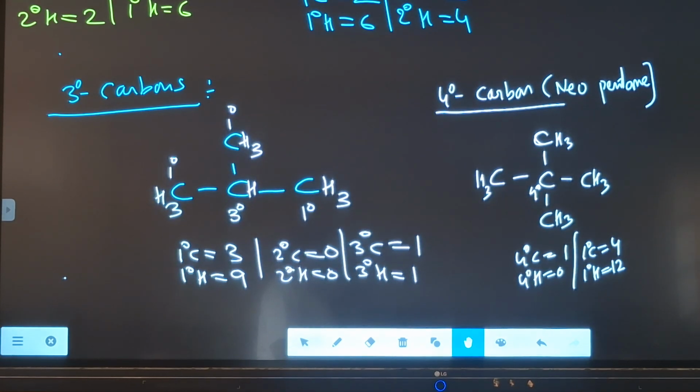So in quaternary carbon, the middle carbon is attached with 4 carbons. Hence the middle carbon is known as quaternary carbon, but quaternary hydrogen is 0 because the middle carbon is attached with 4 carbons, meaning there are no hydrogens attached to the carbon. Hence quaternary hydrogen 0, and the remaining 4 carbons are known as primary carbons, and the hydrogens are 12 hydrogens. Okay.